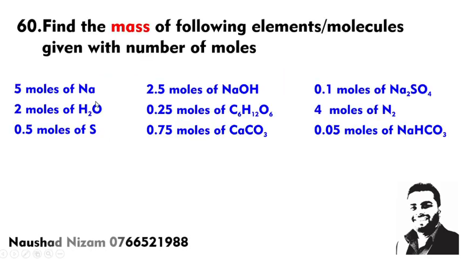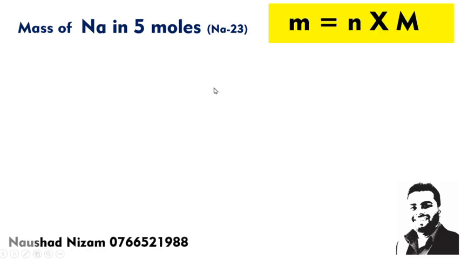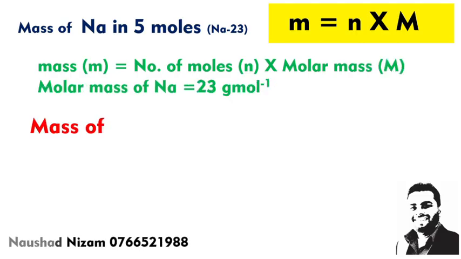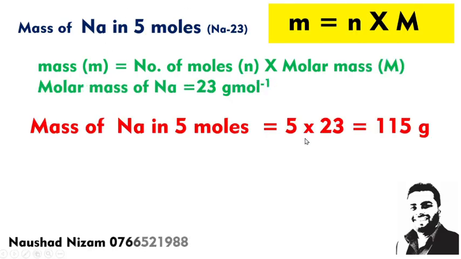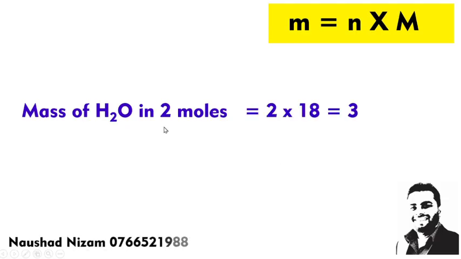So find the mass of these elements. We find 5 moles of sodium. The relative atomic mass is 23, so the molar mass of sodium is 23. Number of moles are 5. So 5 into 23, you get 115 grams are found in 5 moles of sodium. And similarly, you can do this with the water molecule. Water molecule molar mass is 18. So 2 moles, multiply the number of moles, you get 36 grams.